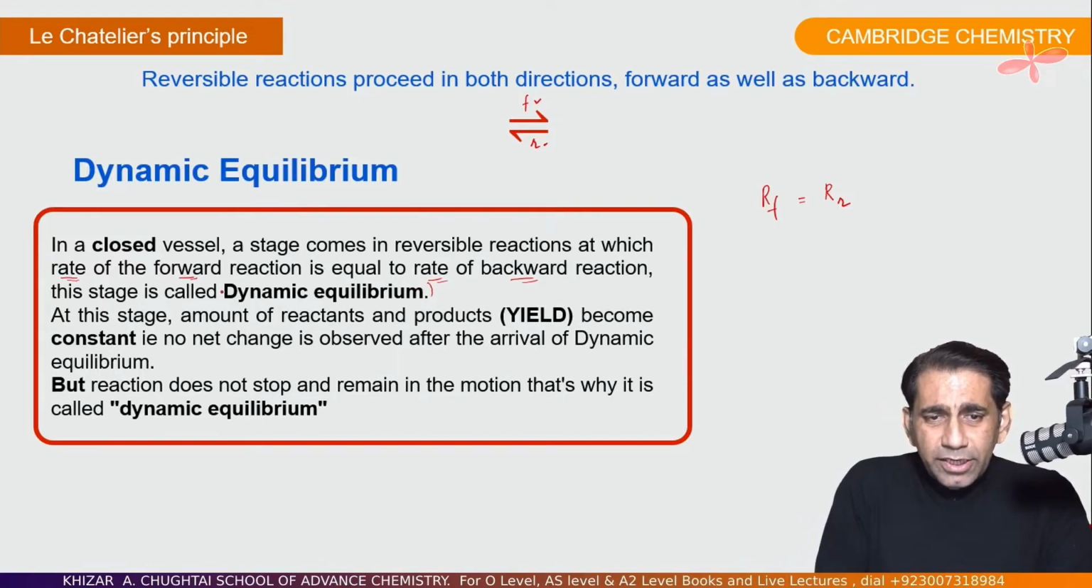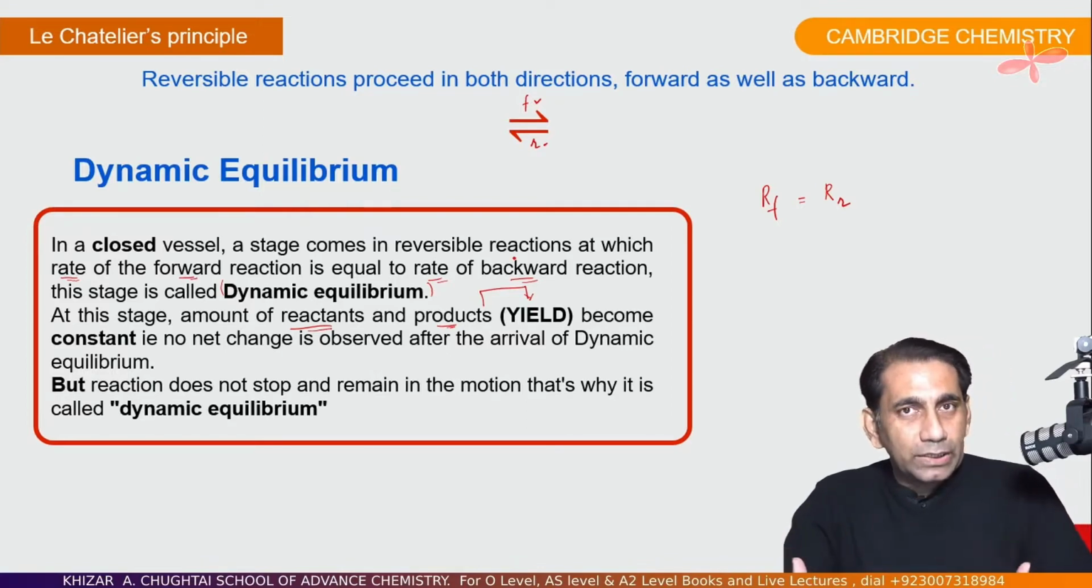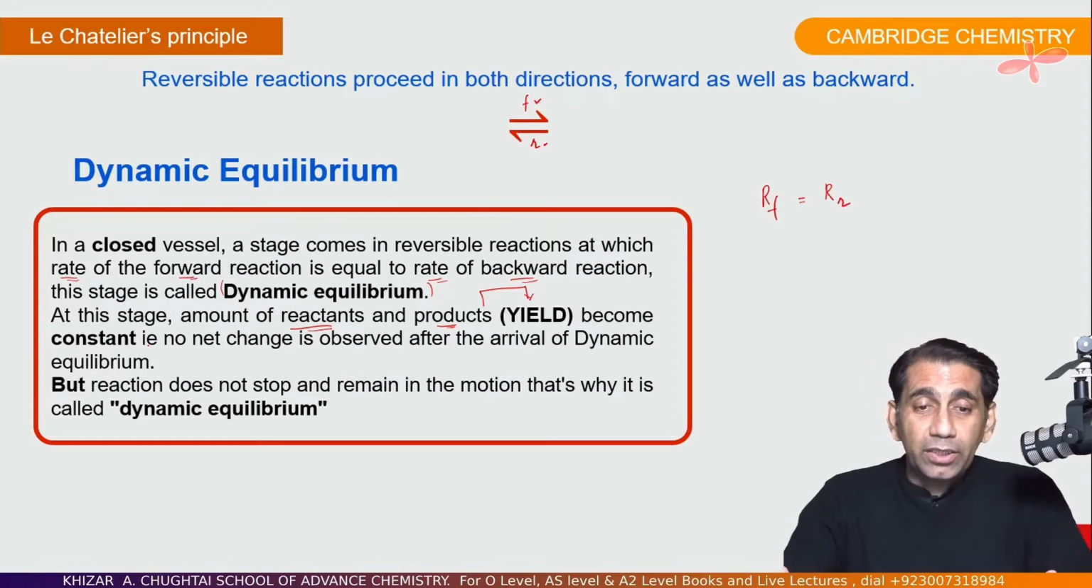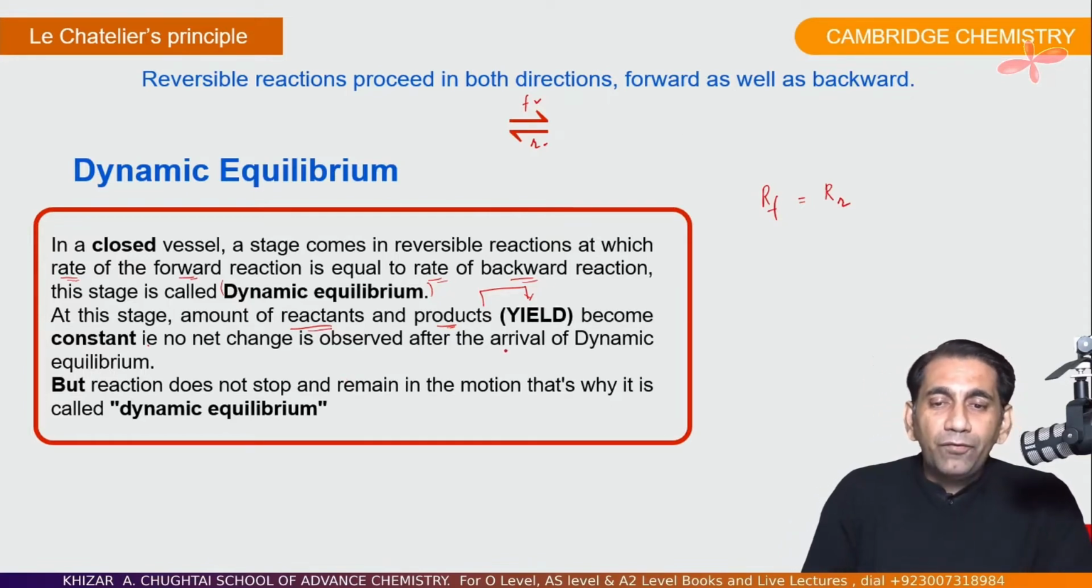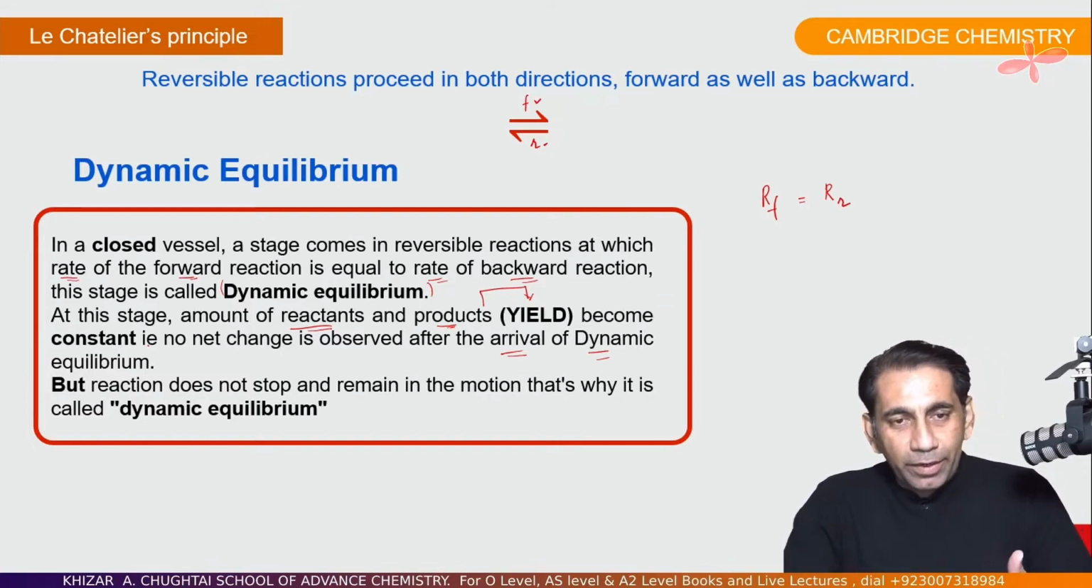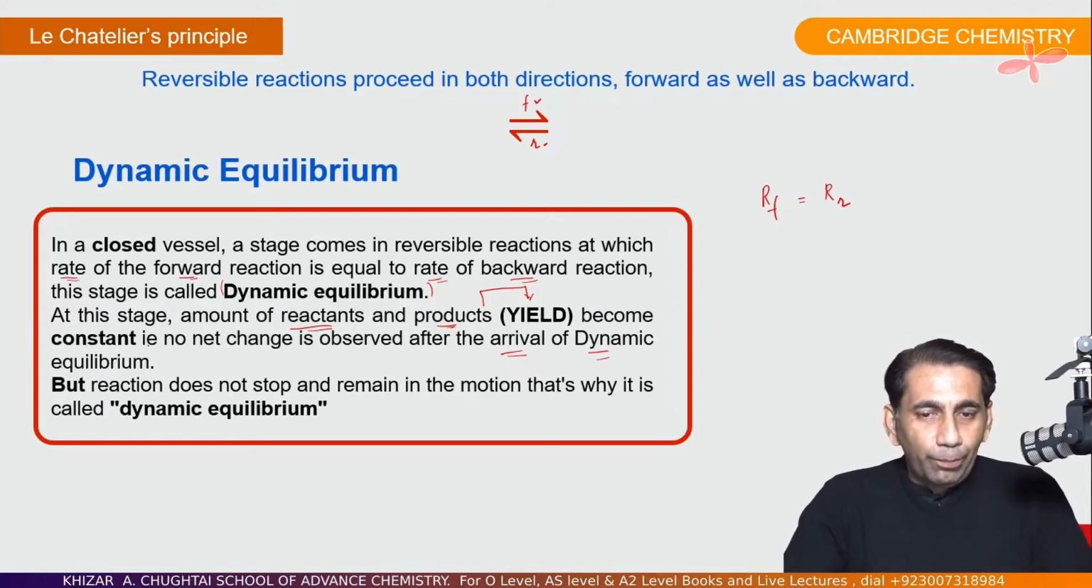At this stage of dynamic equilibrium, the amounts of the reactant and the product, which is also known as the yield, become constant. There is no further net change after the time when dynamic equilibrium arrives. After its arrival, there is no more increase in the product and no more decrease in the reactant. So at this stage, it seems the reaction is completed.